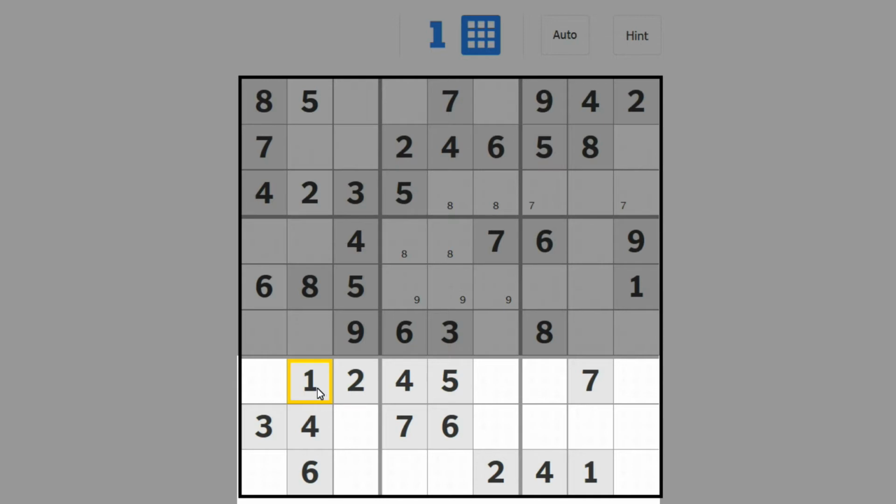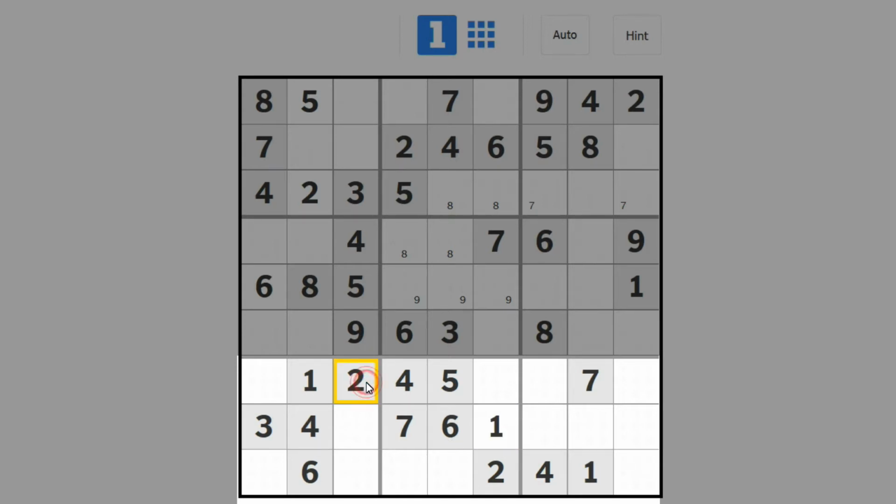We have the number 1 here in the 7th block. And then we have the number 1 here in the 9th block. So this block, the 8th block, has to have a number 1. It can't go in the top row. It can't go in the bottom row. So therefore it has to go in the middle row. There's only 1 cell remaining in the middle row, so it has to go there.